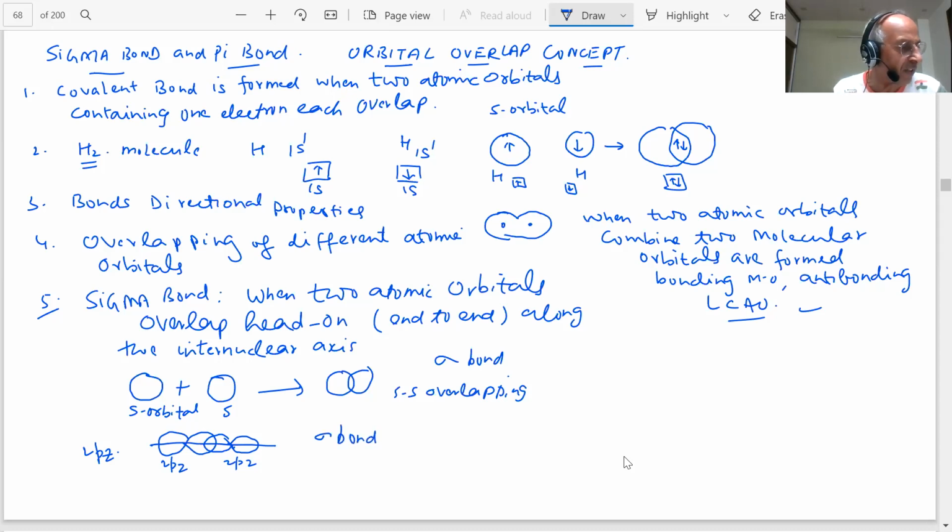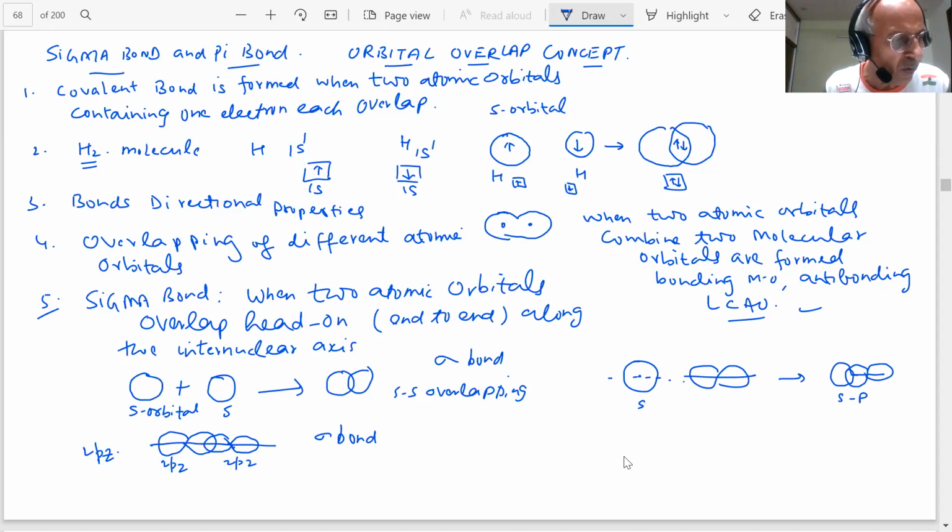These are examples of sigma bond formation, student, where the s can also overlap with the p orbital. sp overlap is also possible. If I have s and you have p, student, they can overlap along the same axis. So what will be the result of that? This is my p, student, this is my s. So this is sp overlapping. These are overlapping head on, or along the axis, student. These are known as sigma bonds. There is a formation of a sigma bond.